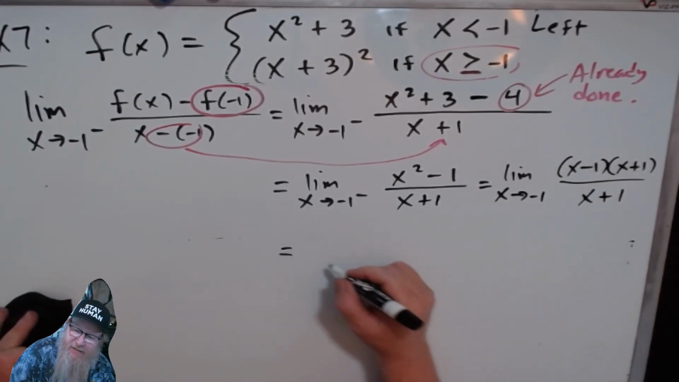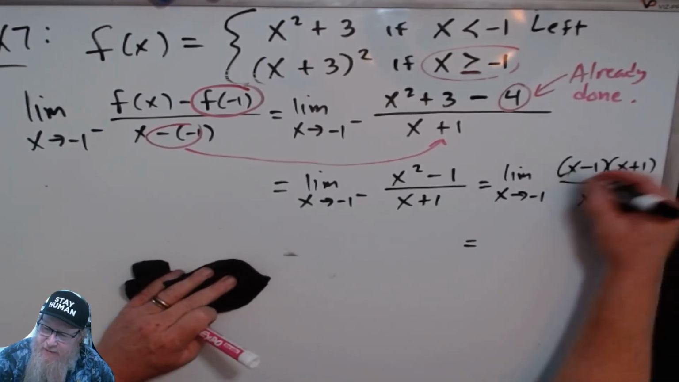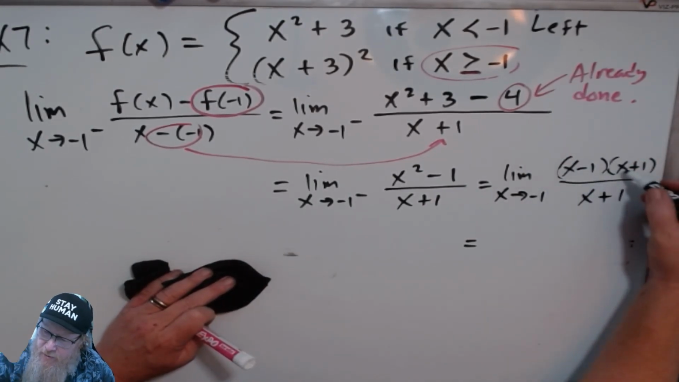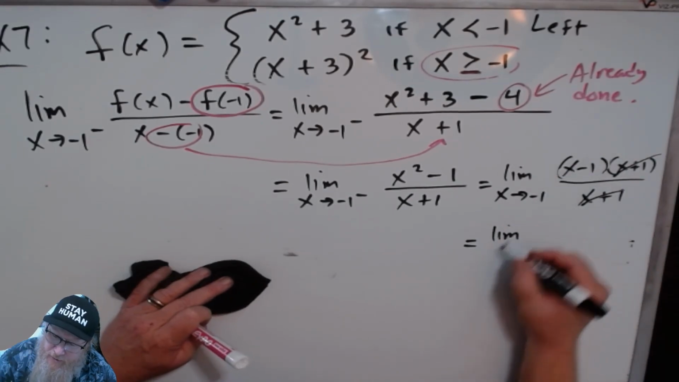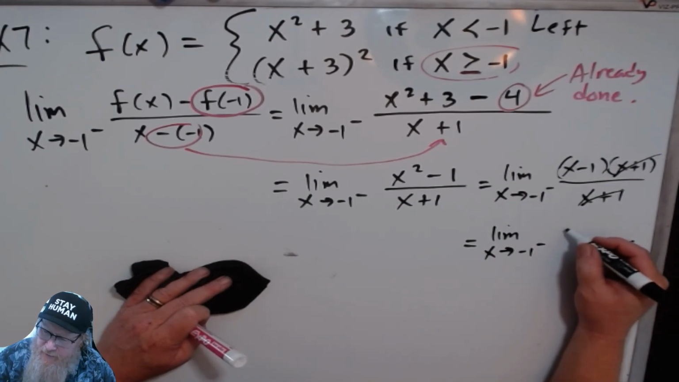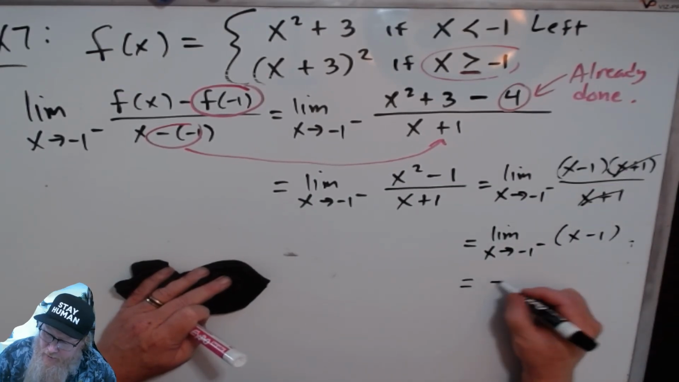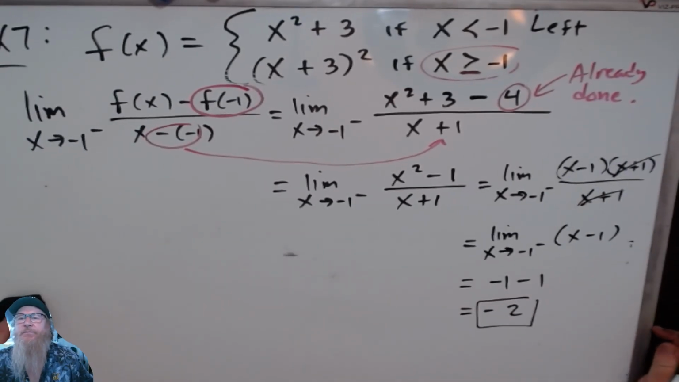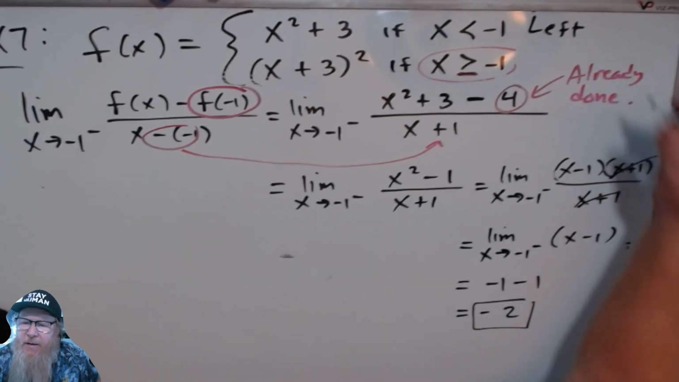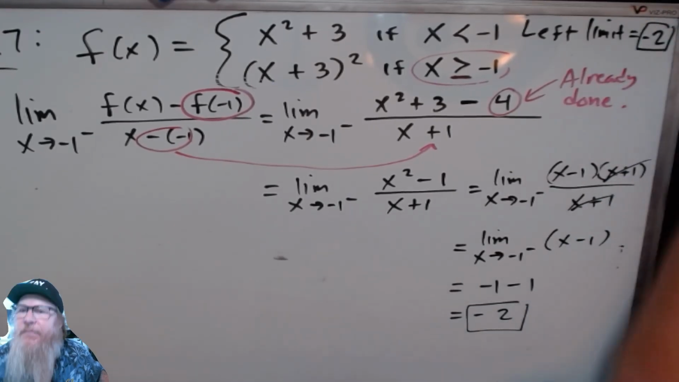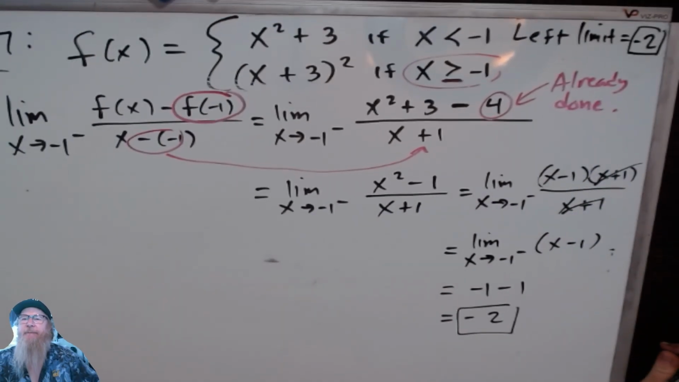And so that is, oh, I canceled the wrong one. Whew. I'm losing it. X approaches negative 1 from the left of x minus 1, which is negative 1 minus 1, which is negative 2. So the left limit is negative 2. I'm just going to save that up there for now.